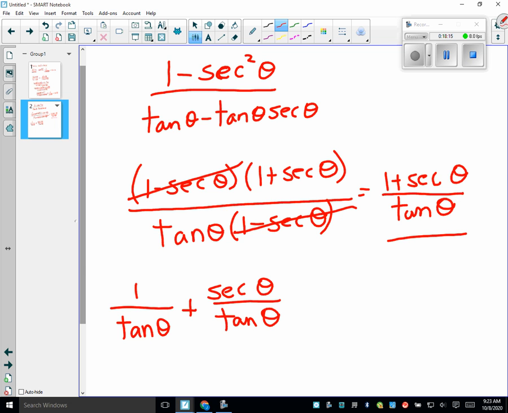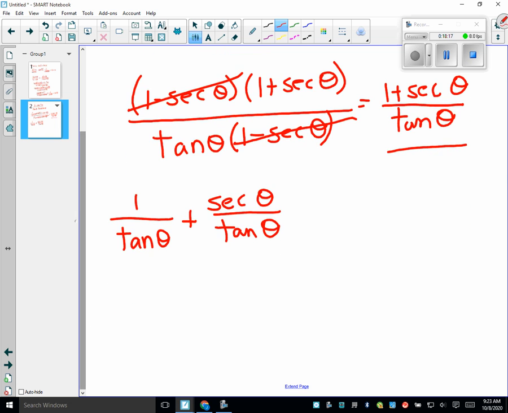All right, so now we're here. We're close. I can get rid of the fraction with this one. What is it? Cotangent theta. Now, how am I going to get rid of this? Multiply it by tan.